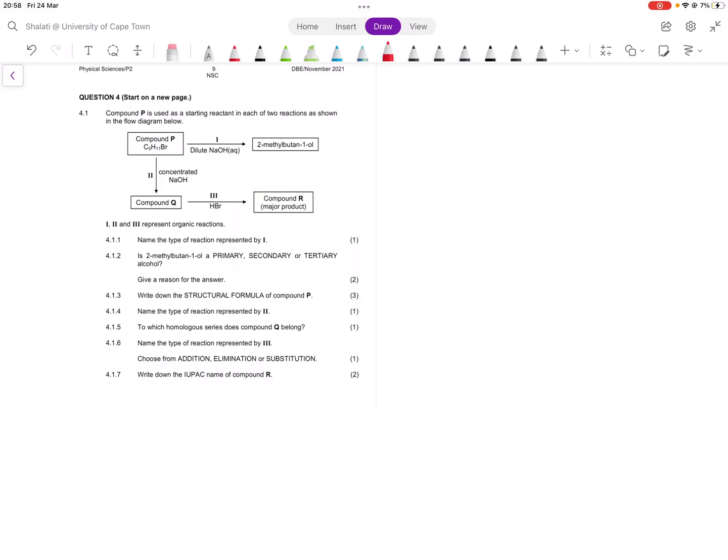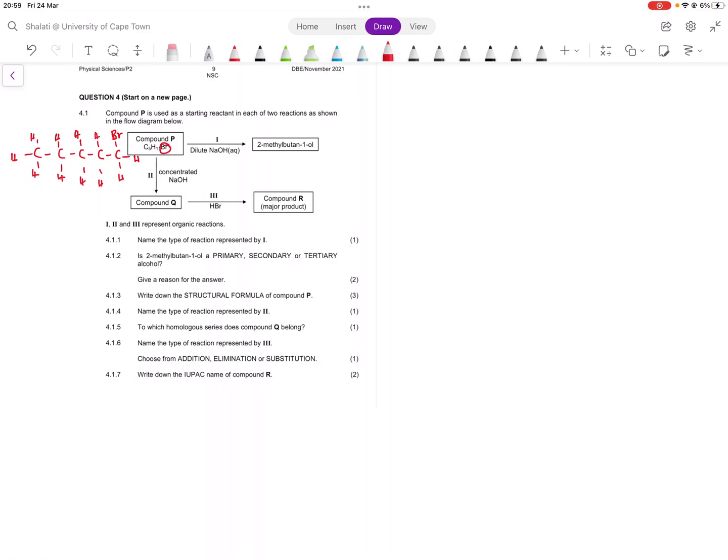So let me draw it so that I can work nicely. Compound P has 5 carbons, 1, 2, 3, 4, 5, and 11 hydrogens, 1, 2, 3, 4, 5, 6, 7, 8, 9, 10, 11. It means one of the bonds here will be the bromine. So I can write Br, then the rest is the hydrogens, 11 hydrogens. So that's what I always start with. So later when they ask me to draw, I already have it drawn. So that's what you do.